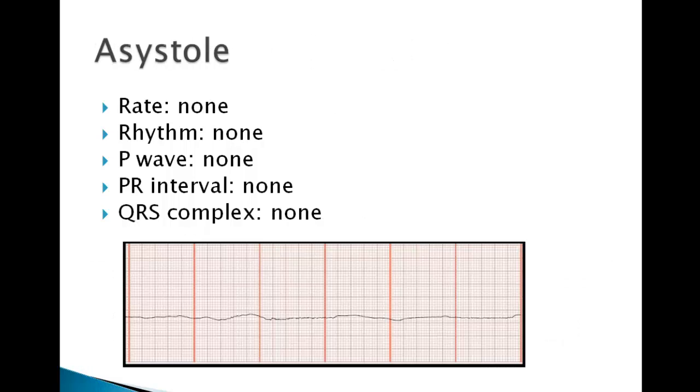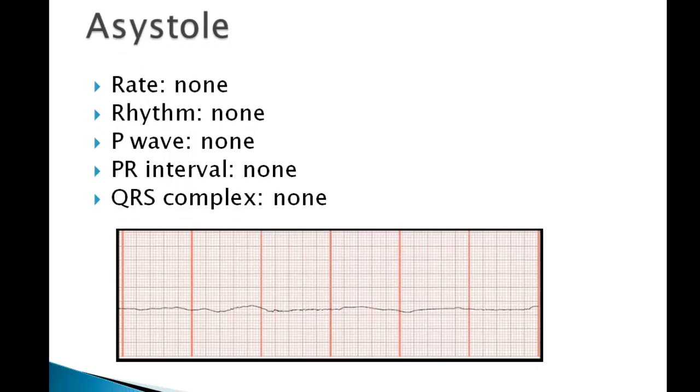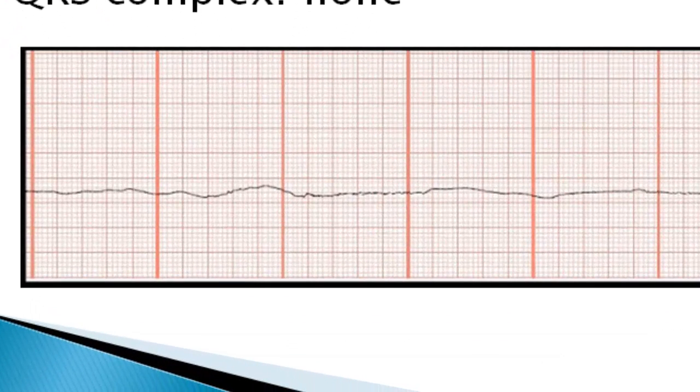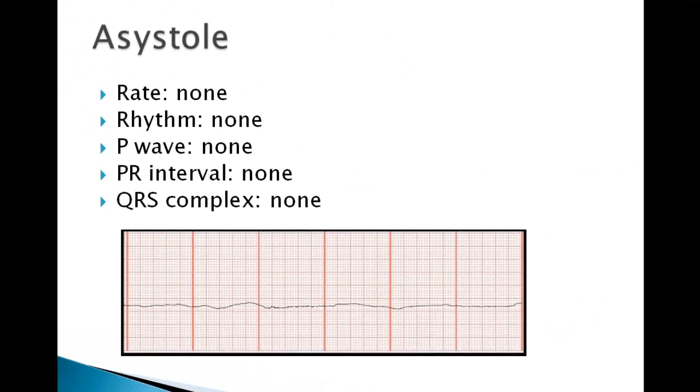Asystole. With asystole, there's no rate, there's no rhythm, there's no P wave, there's no PR interval, and there's no QRS complex. You might see a little bit of deflection from a baseline, but that is not related to anything. That does not represent electrical activity at all.